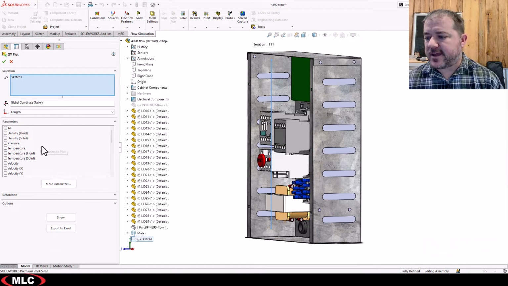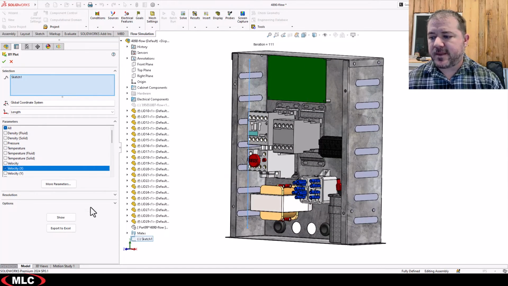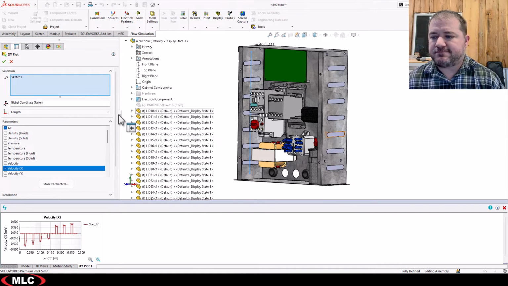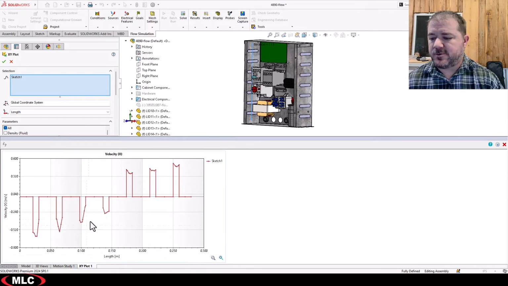And for that sketch, I just want to know the velocity in the X direction. X is left to right. And so I'm going to say show, and it creates a really nice, simple, but also really visual graph. So the velocity for the first handful is very low, right? Out is negative, in is positive, and so actually it ends up being maybe not 3 and 4.